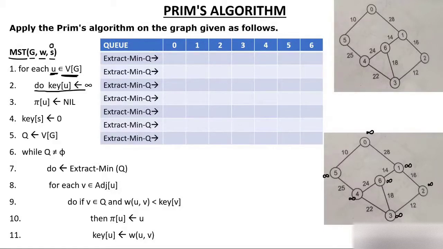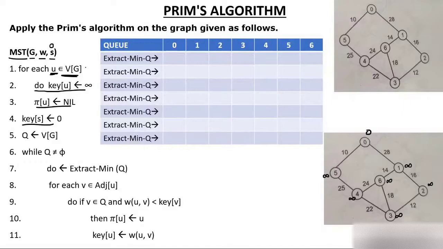Earlier I made double lines to consider a node as a parent, but I will not use those double lines now, so it's still nil. And the key of the source is 0. So I explained: make the source 0 and all other nodes infinity.